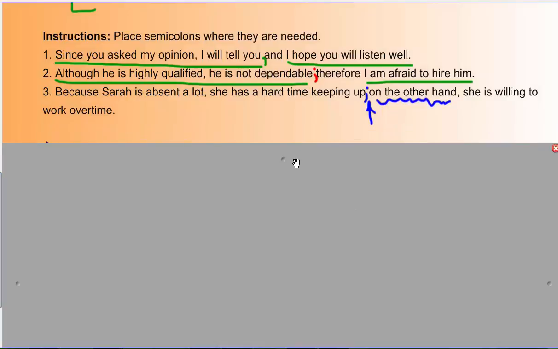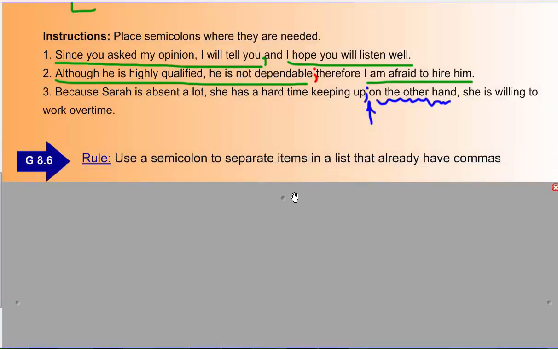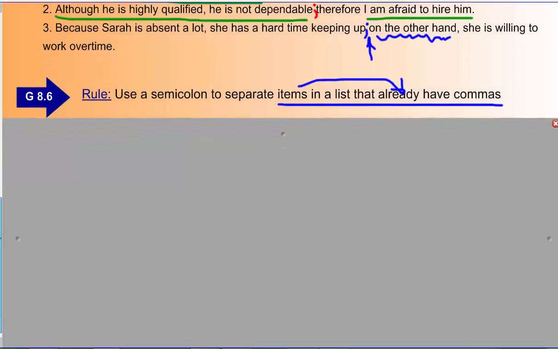Last but not least, we have one more rule about how semicolons are used. Rule 8.6. We're going to use it to separate items in a list when those items already have commas. Now you may have a hard time thinking about what that might be, but when we see some examples, it'll make some more sense.